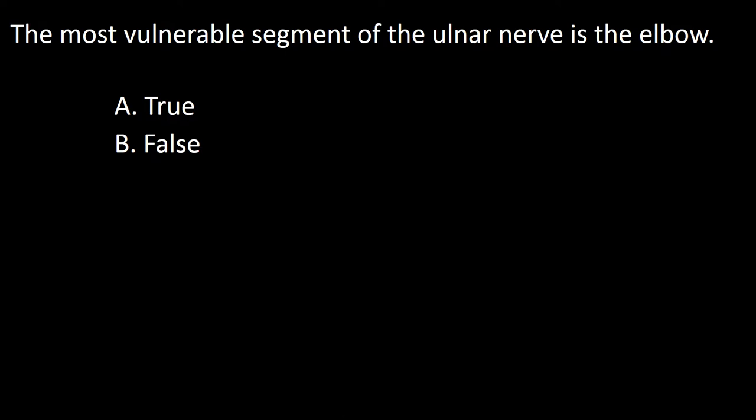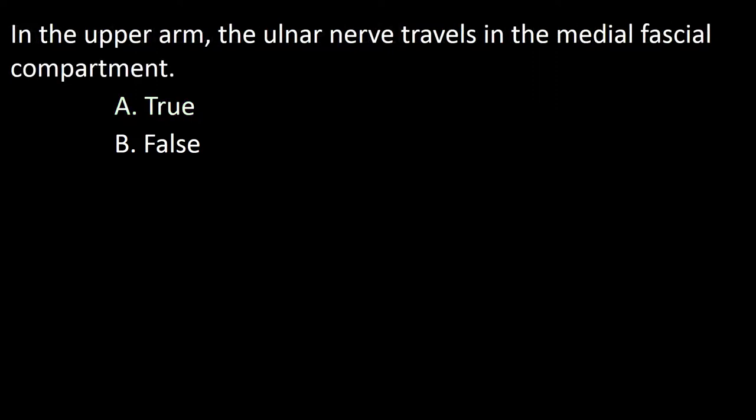So the answer to this question is A, true. Next question. In the upper arm, the ulnar nerve travels in the medial fascicle compartment. A, true, B, false.